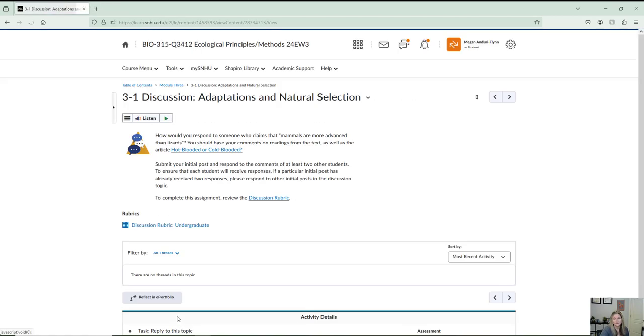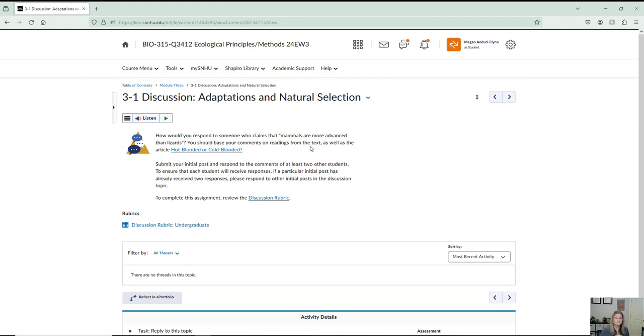Moving on to our discussion post. With our discussion post, we're going to be using that Dinobuzz article as well as the 3 links to address this question. How would you respond to someone who claims that mammals are more advanced than lizards? So in this response, first of all, you might want to discuss what this means. Mammals are more advanced than lizards. Well, why would somebody think that?